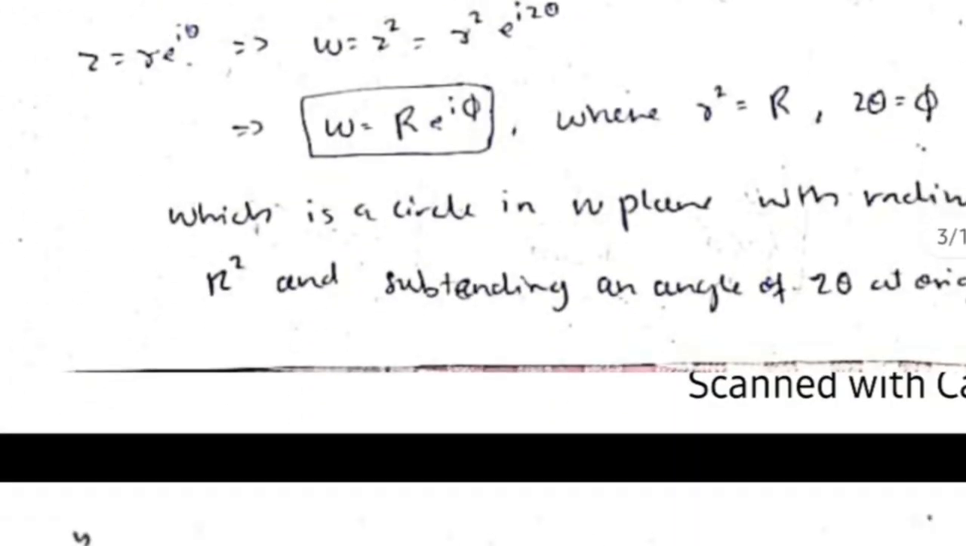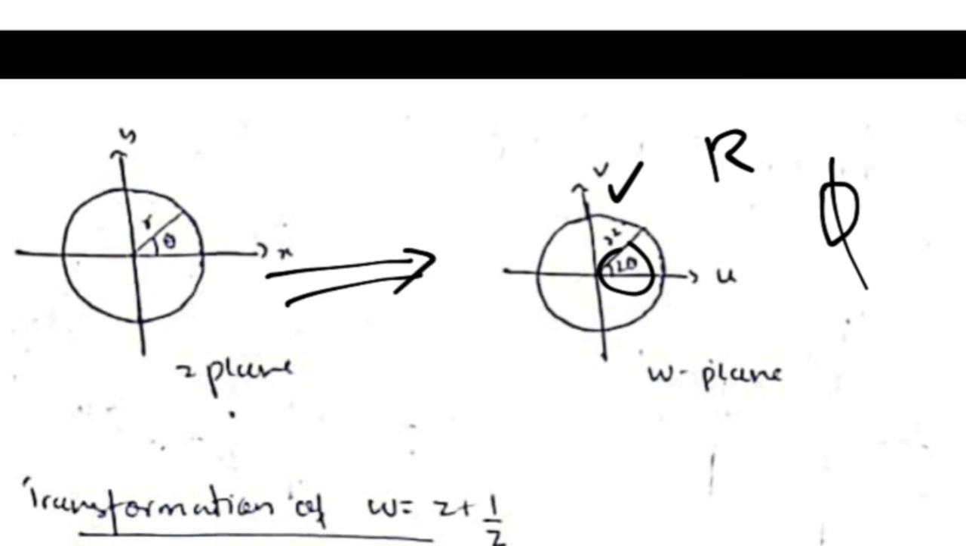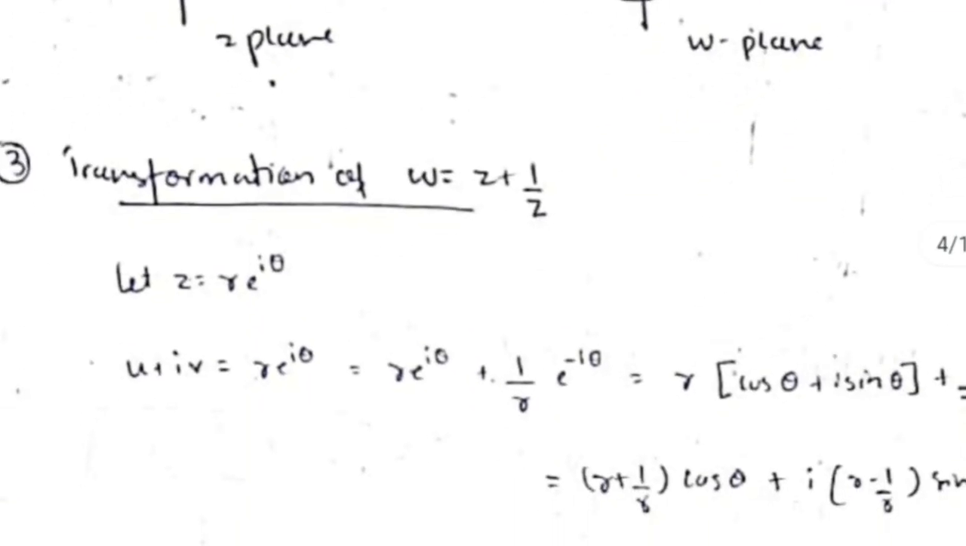Okay, so that's nothing but an equation of a circle in the w plane having the radius r square, which is capital R, and the angle as 2 theta, which is phi. So this is the graph of the circle in the z plane corresponding to the w plane. Okay, coming to the third one, which is w is equal to z plus 1 by z.